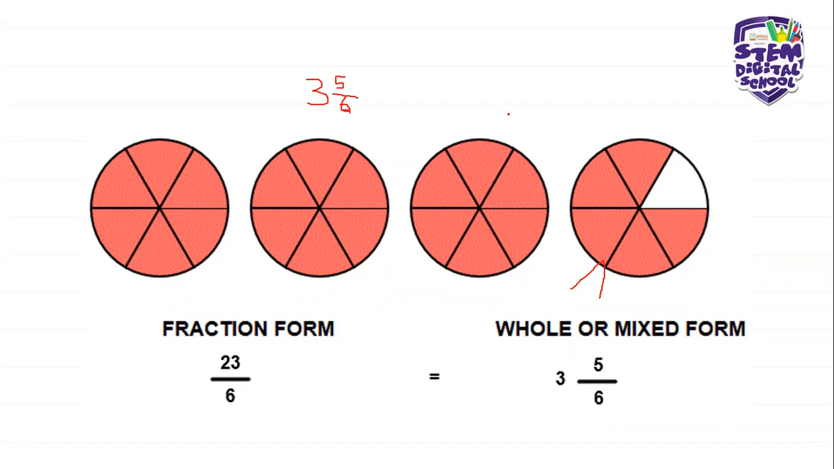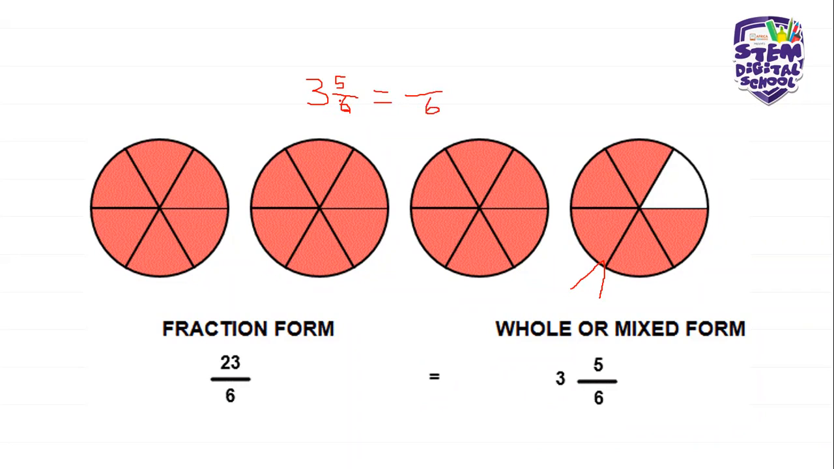Why? Because remember, when you're changing it into an improper fraction, for example, we're dealing with over 6, right? So the denominator will stay the same, because look, we're dealing with 6.